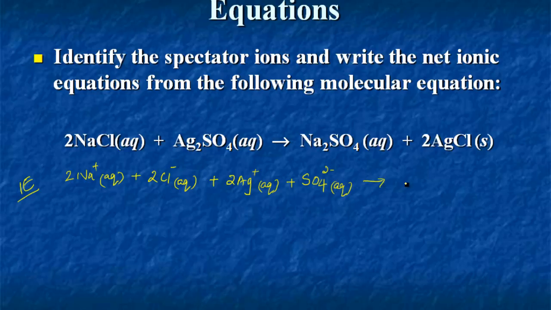Right side. 2 Na plus aqueous plus SO4 2 minus aqueous plus 2 Ag, what is it? AgCl, what is the physical state? Do I split it? No. So I will write it as it is, 2 AgCl solid. Now identify the spectator ions. What are the ions existing exactly the same on both sides?